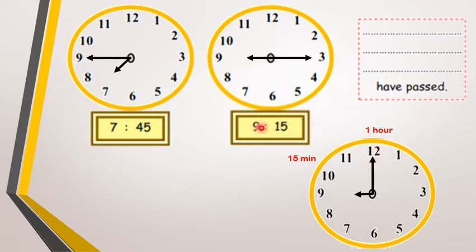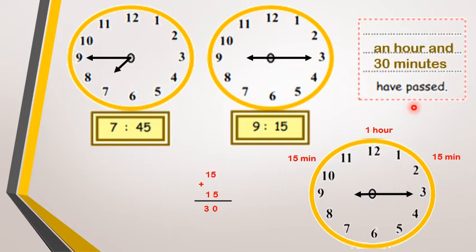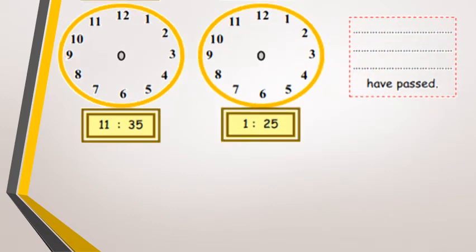So it's 9:15. I will move the long arm to 15, so it will be here. The time passed from here to here is 15 minutes. So let's calculate the minutes passed. 5 plus 5 equals 10, so I put 0 and carry 1. 1 and 1 is 2, and 1 is 3. So it's 30 minutes. So the time passed is an hour and 30 minutes.